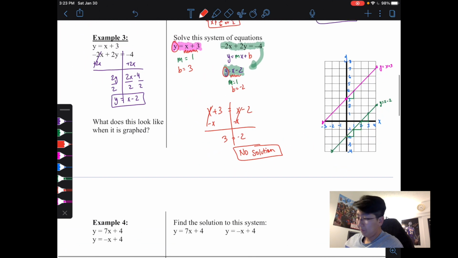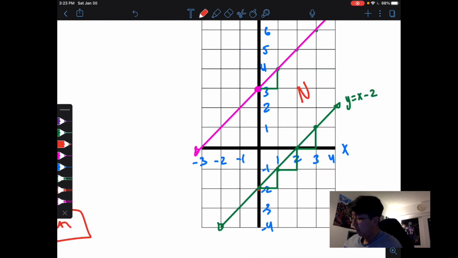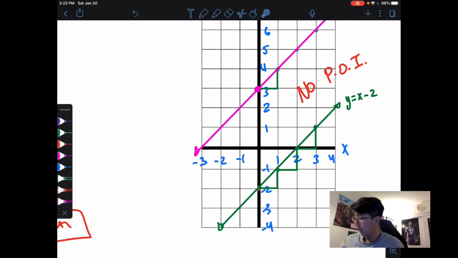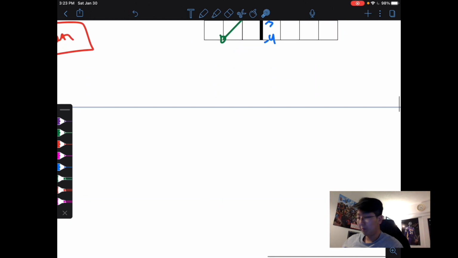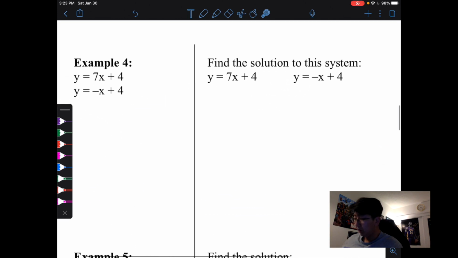All right? And you can see in the graph, there is no POI. These two lines are never going to meet. When this line moves over 1, it goes up 1. This line moves over 1, it goes up 1. So they're never going to meet. They're growing at the same rate. So if I ask you which line is steeper, hopefully you know neither. They're the same. Okay. So there's an example of a no solution.